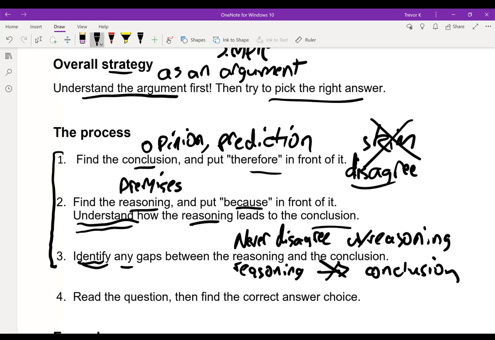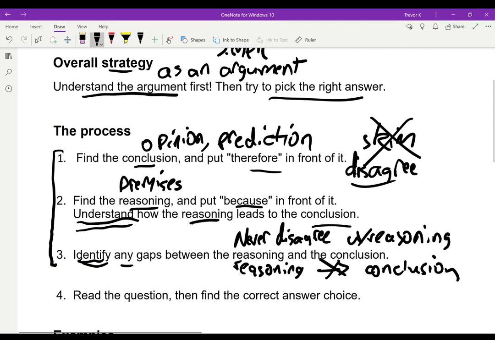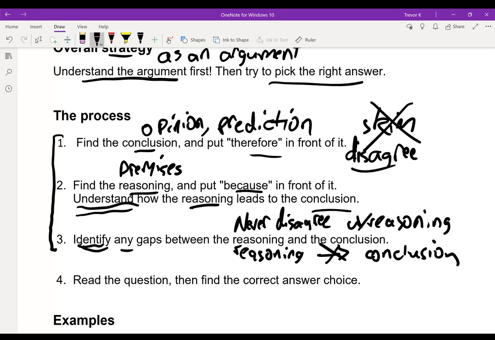And I think about all of that and then I can go to my answer choices. Because once I've done all this and once I've really thought about it, the answer choice should be really easy to find. So this is my overall critical reasoning process. I'm understanding the argument first as an argument, and then I'm looking at the right answer. So this is probably easier. You might think, oh, well, that's easier said than done, which is why I have some examples down here.